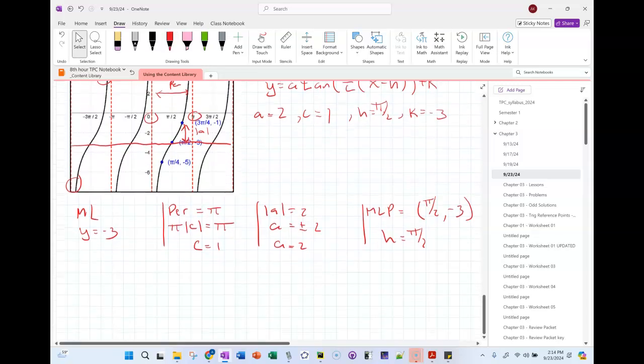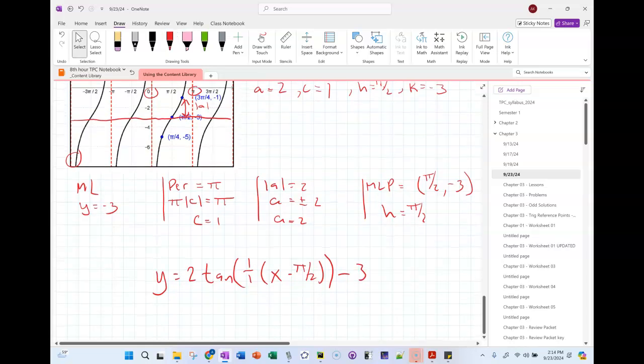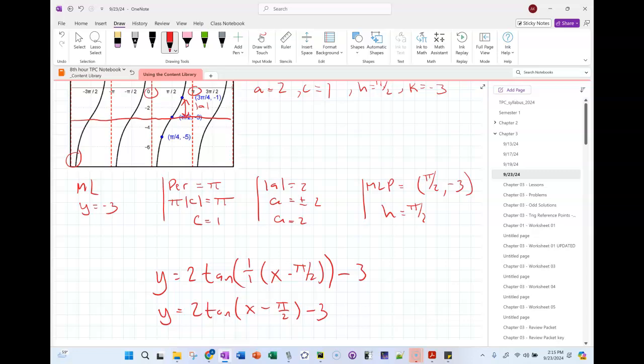Okay, so if we put this all together, or if we clean it up a little bit, again, the cleanup is not necessary, but who doesn't like something that's a little bit simpler than what you started with? So there we go.